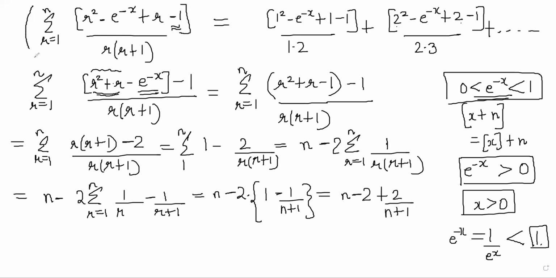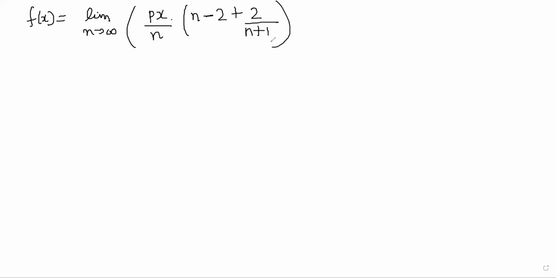After doing all of these summations, you end up getting this, right? Great. So that simplifies matters considerably, because now we can say that the function was equal to limit n tends to infinity, px by n, and then there was the summation thing, which we will now know the value of, which is n minus 2 plus 2 by n plus 1, plus lambda, right? For x greater than 0.